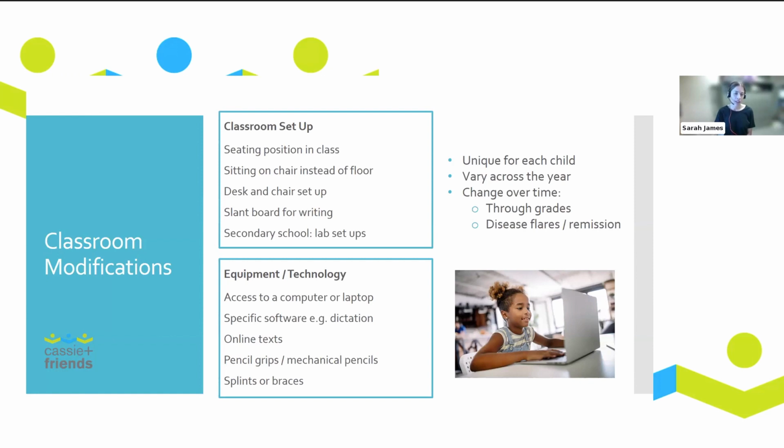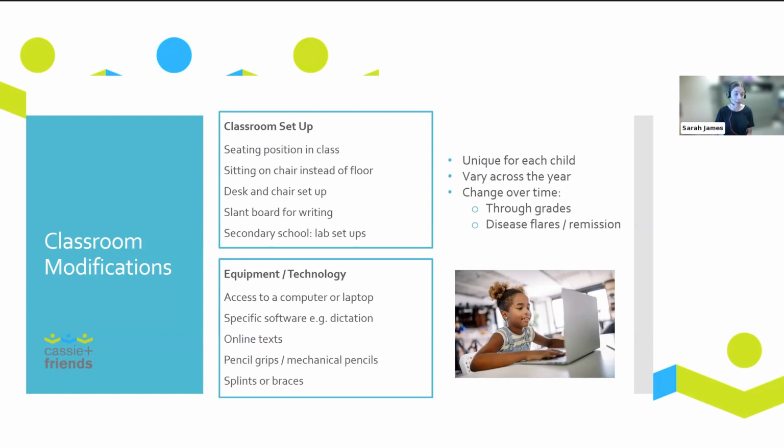Some use of equipment or technology can also help to make life a little easier at school for some students. This may be, if possible, access to a computer or laptop so that some work may be able to be completed by typing rather than handwriting. Specific software may be needed at times, for example, dictation software like Dragon Dictation, or even some of the simple Google or Android dictation apps.